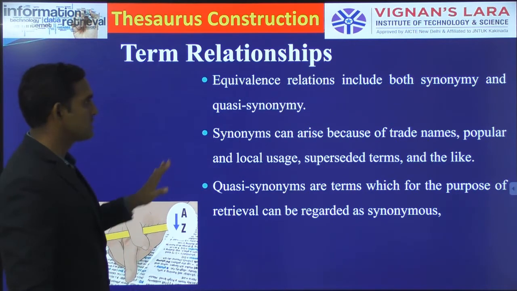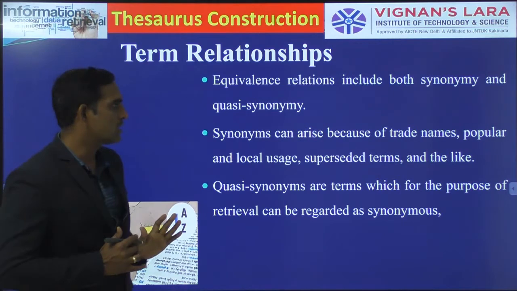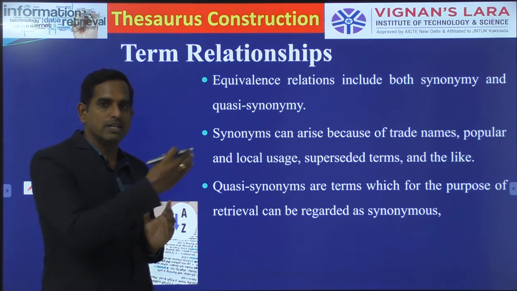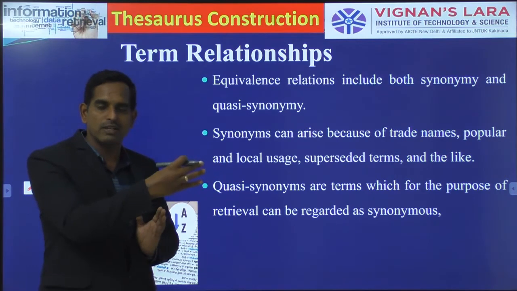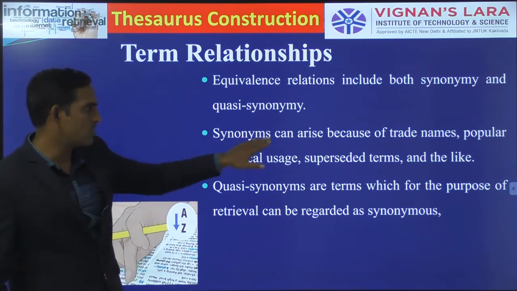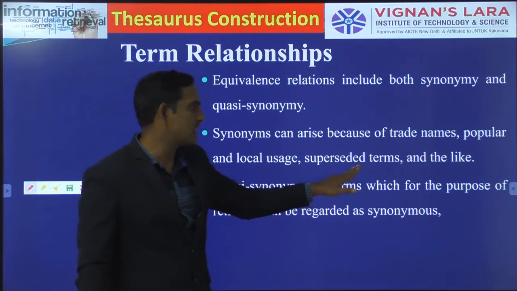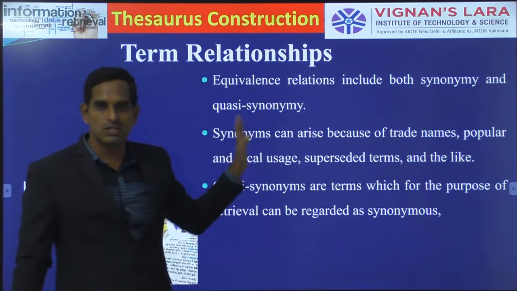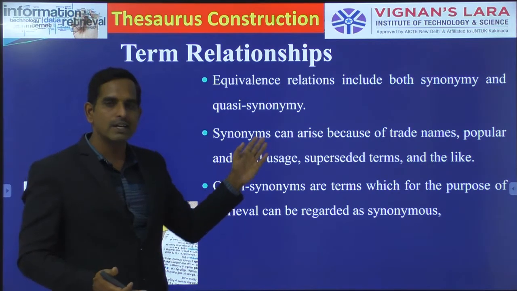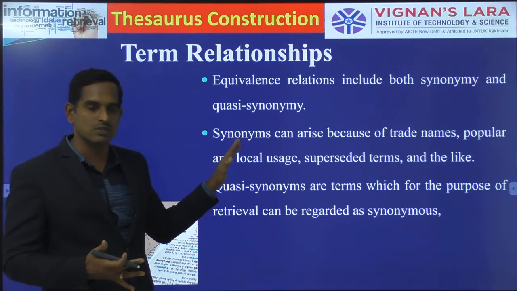Your equivalence relationships include both synonyms as well as quasi-synonyms. The equivalence relationship is about having a term and similar terms with the same meaning, which are the synonyms, and you also have the quasi-synonyms. Synonyms can arise because of trade names, popular and local usage, superseded terms and the like. So synonyms can arise from various related terms. All the related terms with the same meaning can be treated as synonyms.